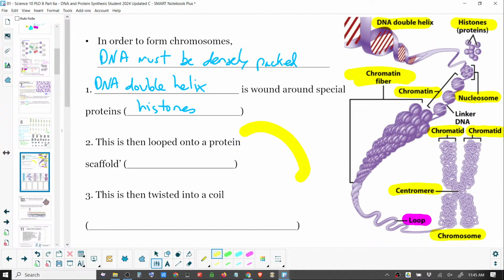DNA must be densely packed. The DNA double helix is wound around histones. The last thought is, why would winding something around something else make it denser as opposed to taking up more room? How could you pack something better because you add something?